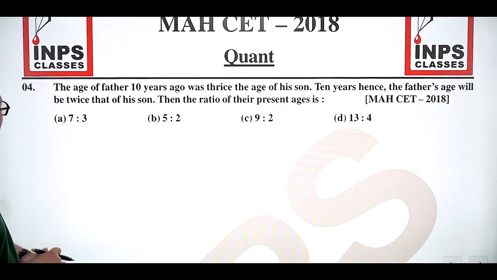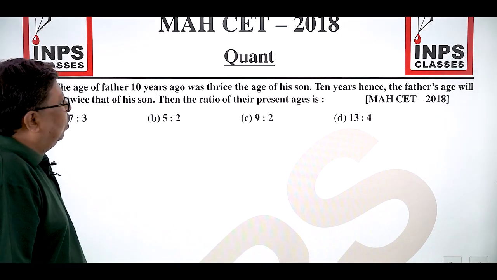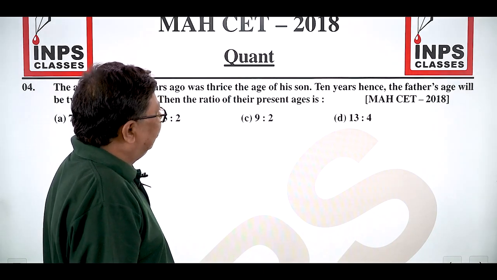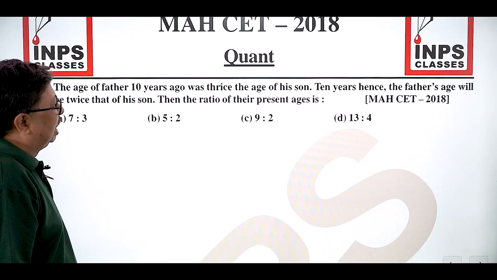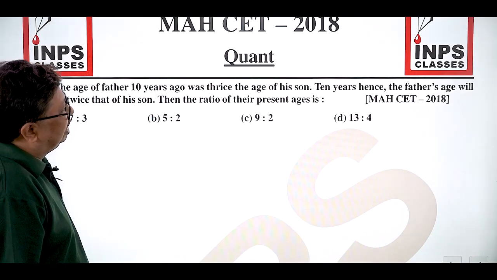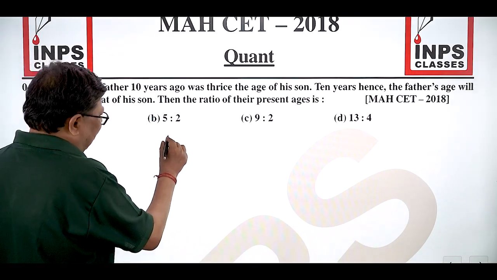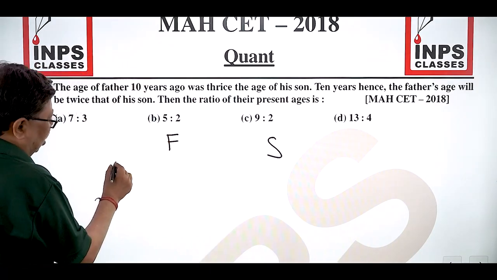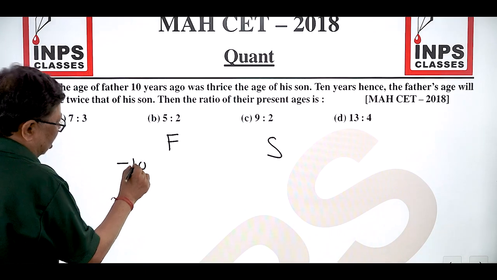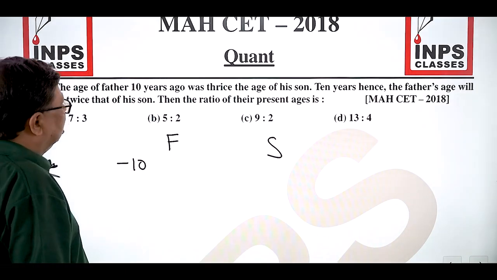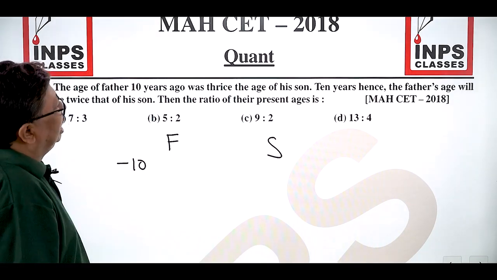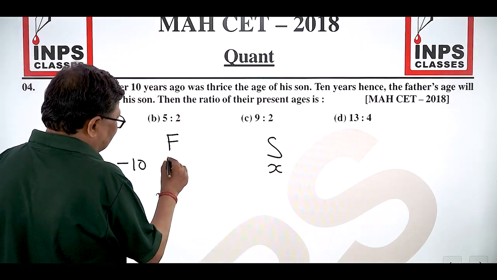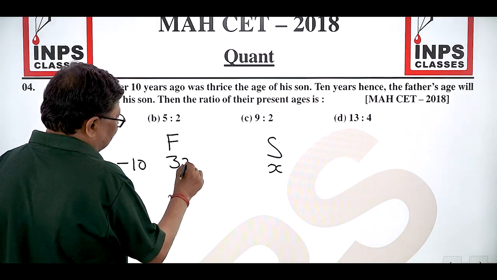Question number 4. The age of a father 10 years ago was thrice the age of his son. 10 years hence the father's age will be twice that of his son. Then the ratio of their present ages is? Okay, let me write here, father and son. Now 10 years ago, so I will write minus 10. 10 years ago the age of the father was thrice the age of his son. So if the son was x years old, the father was 3x years old.